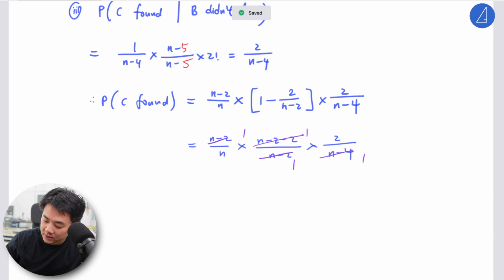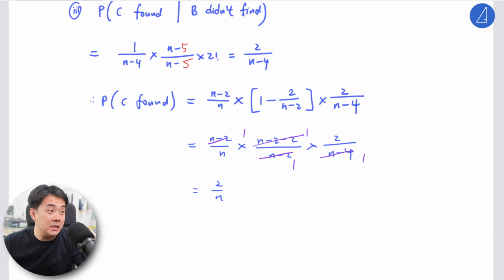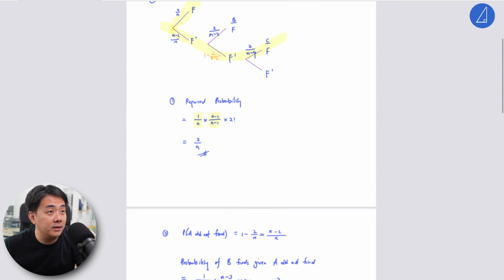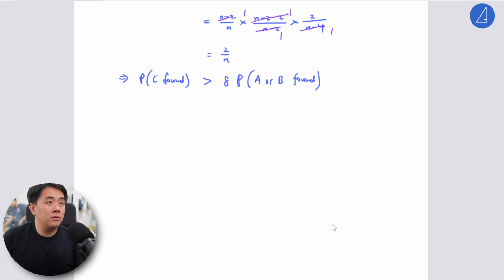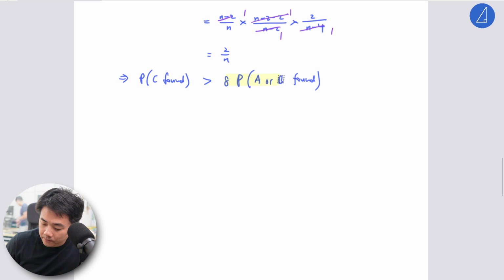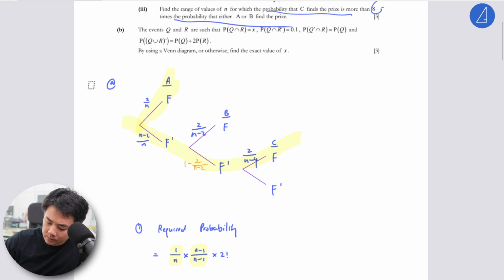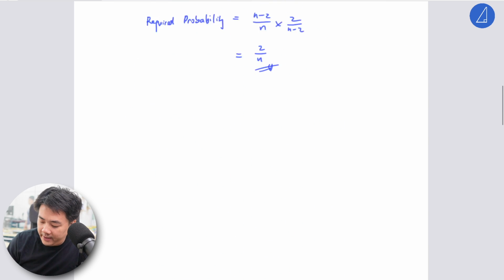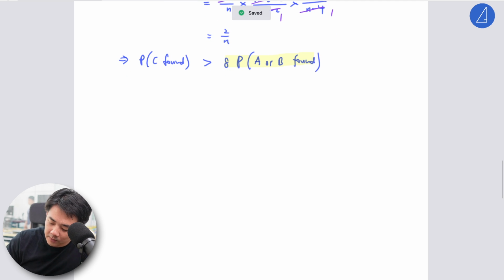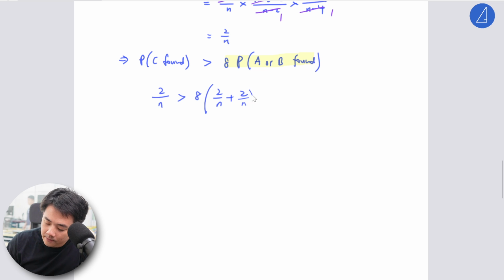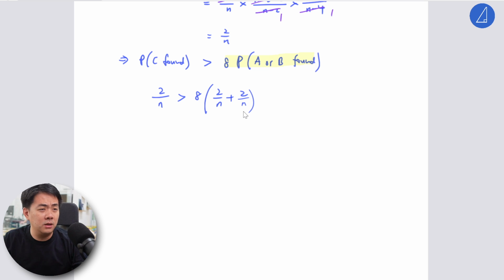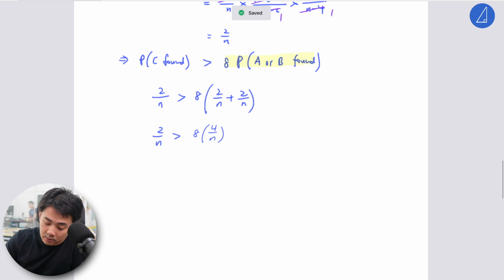Good, that we check that this is 2 over n, because I don't know whether P of C found the prize is 2 over n also, but I just found it is 2 over n. So this is what you need. A or B will mean that you just sum the two probabilities here, so A or B will be 2 over n plus 2 over n. Okay, so we need to find this probability. So we cancel away.